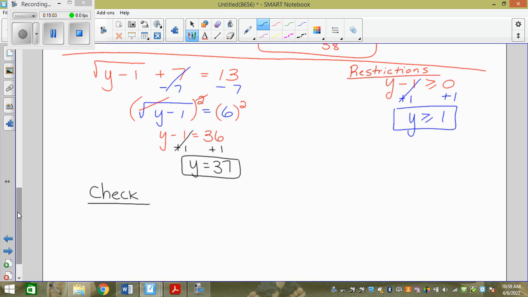And how do you check? You always plug back into the typed version. Nothing you've touched. So you go back into the question, into the typed question that I typed for you, and you rewrite that. So we're checking y equals 37 back into the typed question. The typed question at the top of your page is the square root of y minus 1, plus 7 equals 13.